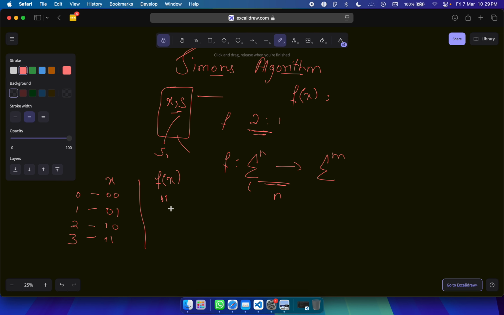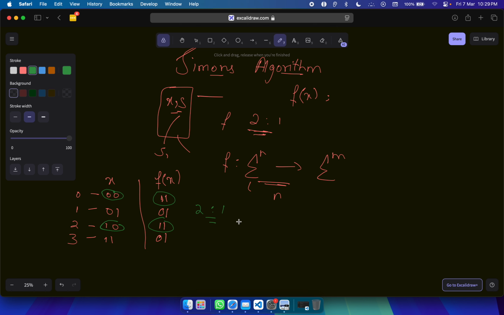So let's say I get 1 1 here, and then I get 0 1 here, and then I get 1 1 again, and then I get 0 1 again. Now you'd see that I'm getting 1 1 here and 1 1 here, right? And these are my 2 inputs. So this essentially has become a 2-to-1 function because we're giving it 2 inputs and we're getting the same output.